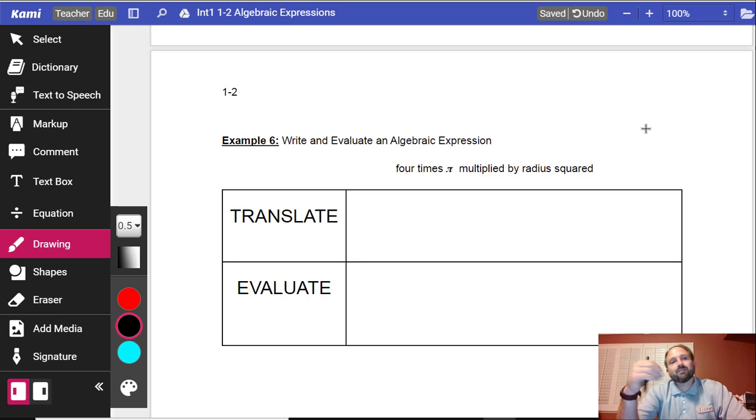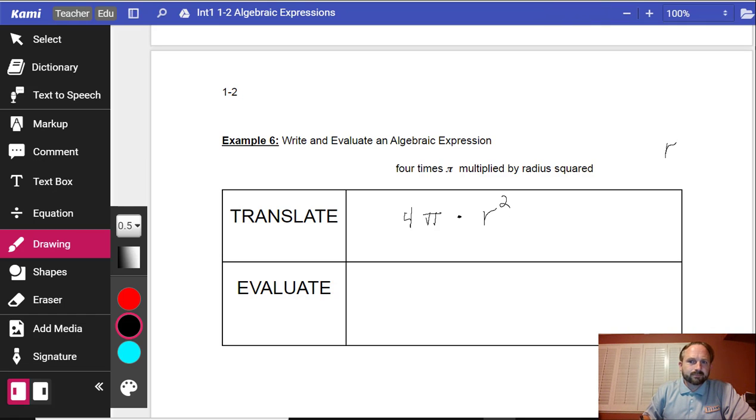Final one. Write and evaluate an algebraic expression. 4 times pi multiplied by the radius squared. Okay. 4 times pi multiplied by the radius squared. Now hold up while I get a number for the radius. So let's say, for example, that the radius is equal to 12 centimeters. Okay, well this means we could input 4 pi, looks like I'm going to have to go outside this box, and then 12 centimeters squared. So 12 times 12 is, you can use a calculator, 144.